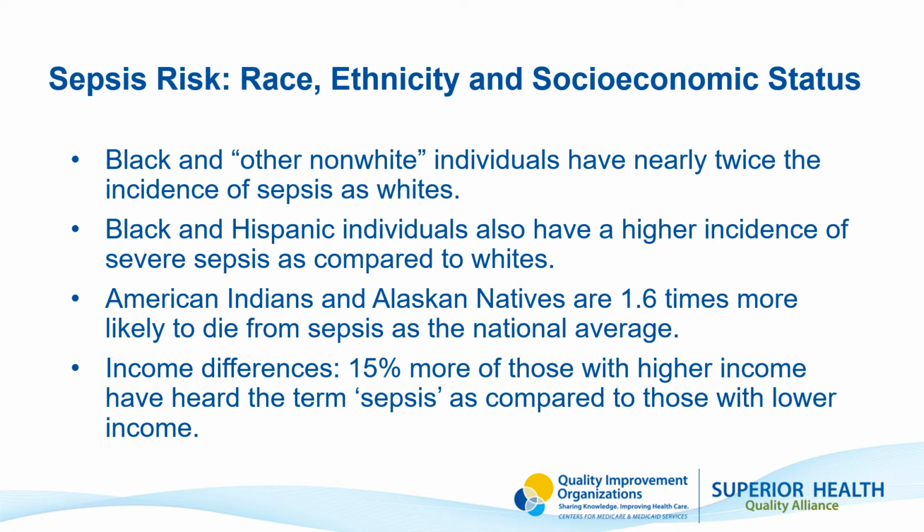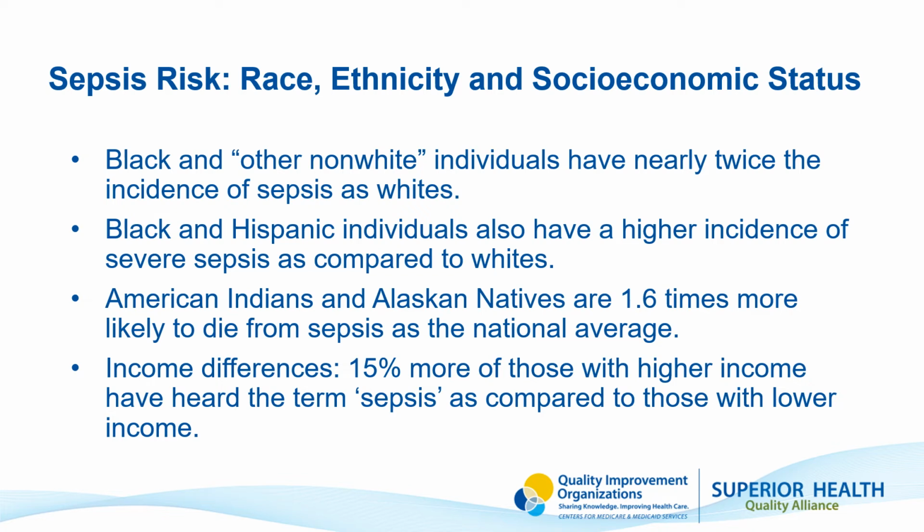In the United States, differences in health and the likelihood of death are influenced by both socioeconomic status and race and ethnicity, and sepsis is no exception. For example, Black and other non-white individuals have nearly twice the incidence of sepsis as white individuals and also have a higher incidence of severe sepsis as compared to white individuals. In addition, American Indians and Alaskan Natives are 1.6 times more likely to die from sepsis as the national average.